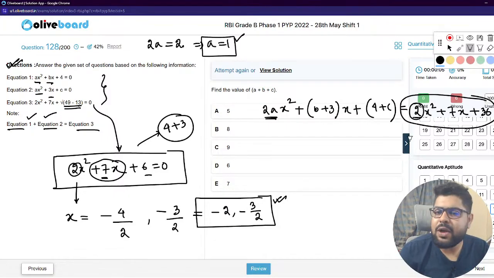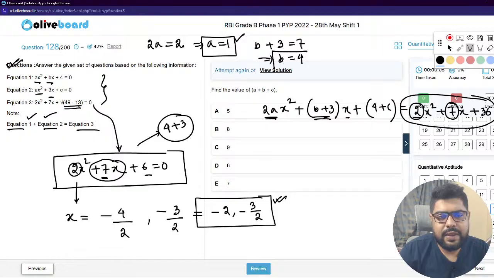Correct? Now, what about B, sir? B plus 3 is equal to 7, comparing the coefficient of x. So, can I say B plus 3 is equal to 7? So B will be equal to 4. Similarly, I can write 4 plus C is 36. So C will be 32, sir.